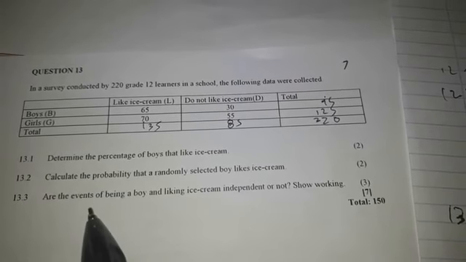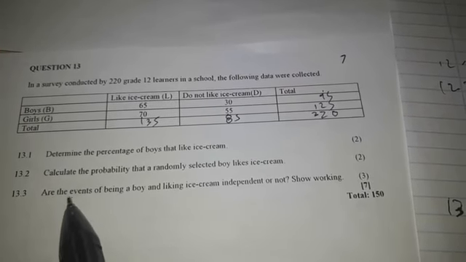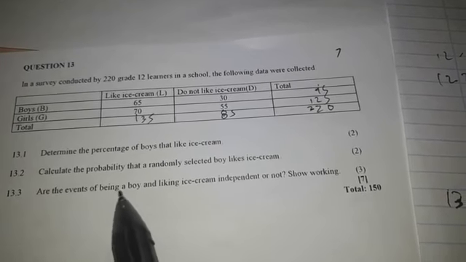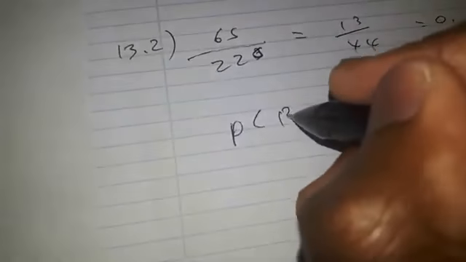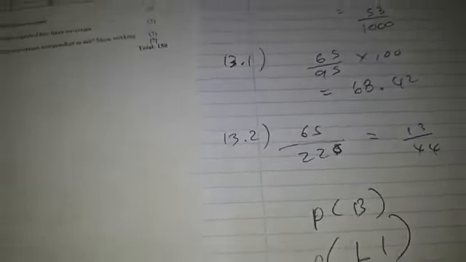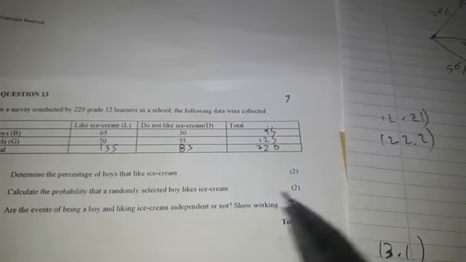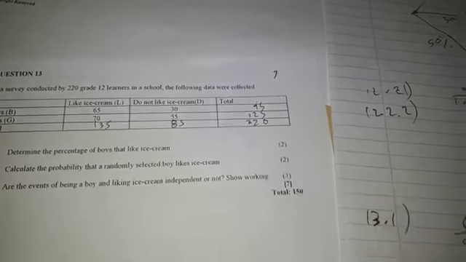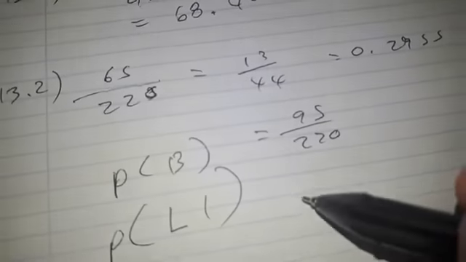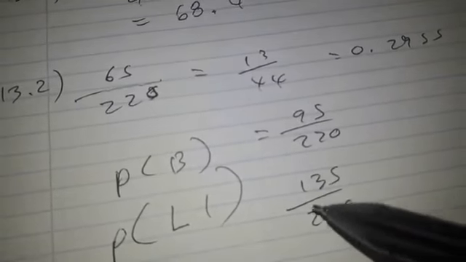The next, they're asking us here, are the events of being a boy and liking ice cream independent or not? Show all working. So we need to think of the probability of being a boy, and then the probability of liking ice cream. We need to get these two probabilities. Firstly, the probability of being a boy is 95 out of 220 people. The probability of liking ice cream, people that like ice cream, there's 135 of them, so it's 135 out of 220 people.